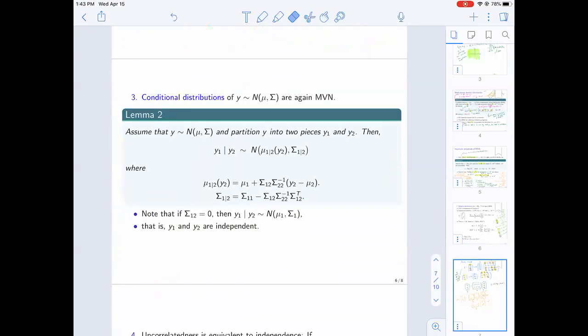So the conditional distributions of a multivariate normal random vector are also multivariate normally distributed. So not only the marginals are, the conditional distributions are. For a conditional distribution, you have to recall what conditioning means in probability. It's one of the most important operations in probability.